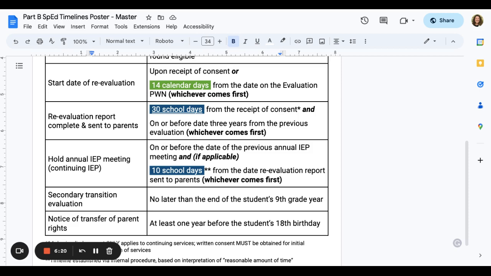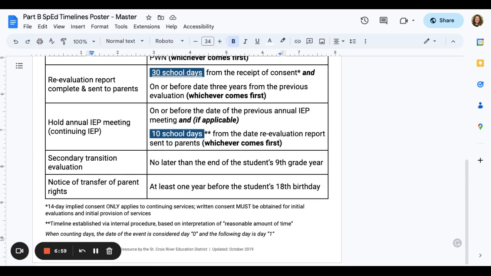The last thing on this timeline is the notice of transfer of parent rights. At least 1 year before the student turns 18, we must notify the student and their parent that the rights of the student will transfer to them on their 18th birthday unless we receive court paperwork that shows otherwise. Typically, the IEP that falls when the student is turning 17 is the one where you're going to want to fill out that page of the IEP, to make sure that the parent and the student are notified that their transfer of rights will happen upon the student's 18th birthday.